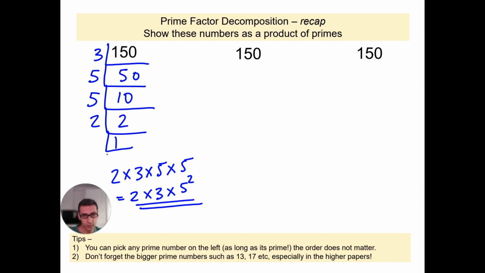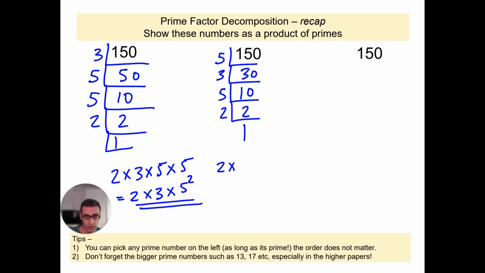So the second way of doing the same question, rather than starting with 3, I'm going to start with 5. So 150 divided by 5 is going to give me 30. Then I'm going to divide it by 3 to get 10. Now I'm going to divide it by 5 to get 2. I'm going to divide it by 2 to get 1. So you can see in the same way I'm going to get, if I write them in order, 2 times 3 times 5 squared.